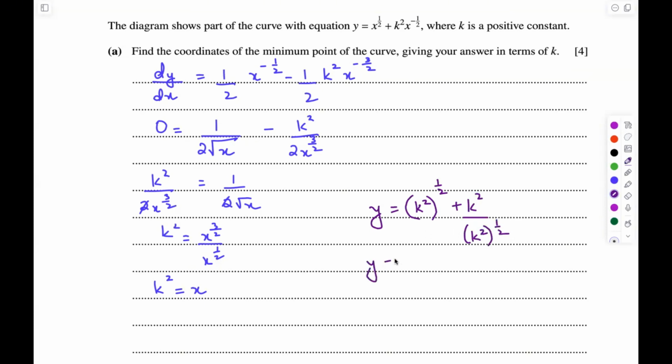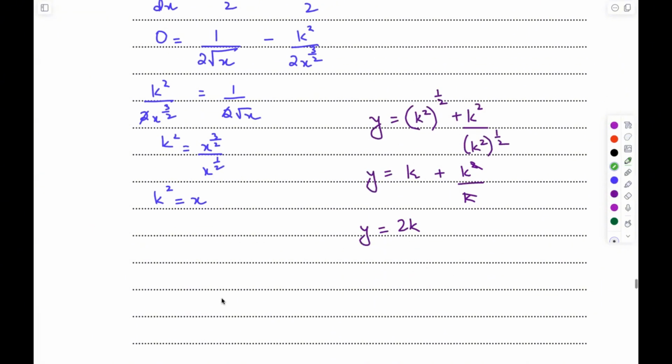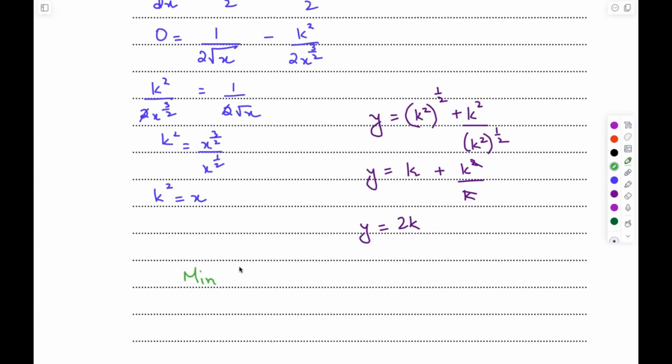So y will be equal to the square root, and the square will cancel. So this will become k plus k squared over, and again the square root of k squared will become k. This will cancel out, so k plus k will be equal to 2k. So the coordinates of the minimum point of the curve will be: the x coordinate will be k squared, and the y coordinate will be equal to 2k.